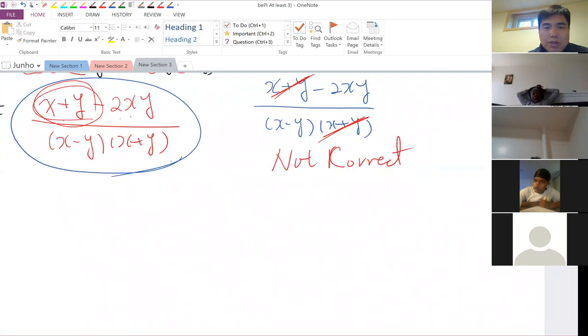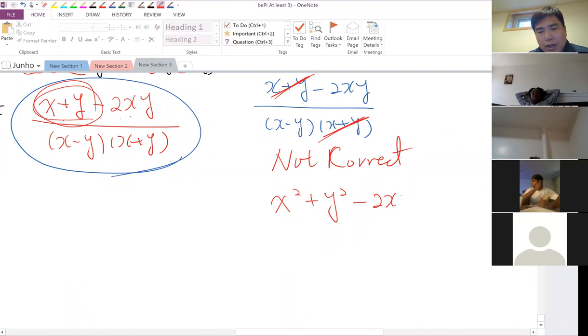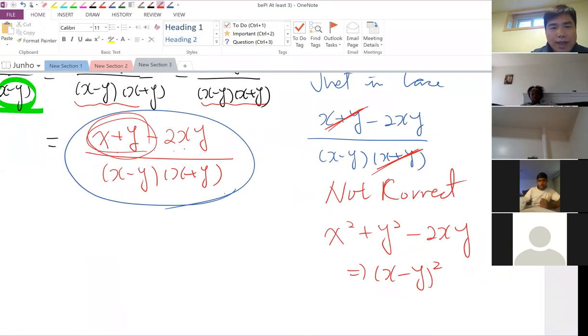But that's a great question. If we have x squared plus y squared minus 2xy, then you are definitely correct. This becomes x minus y squared. But as you see, the degree of x and y is single degree, so you cannot do anything else.